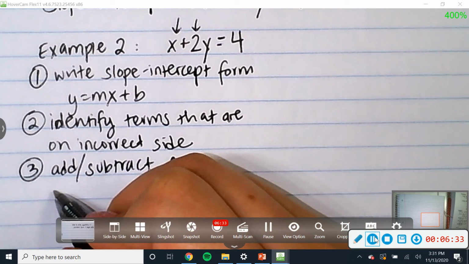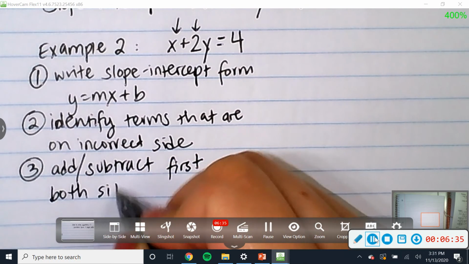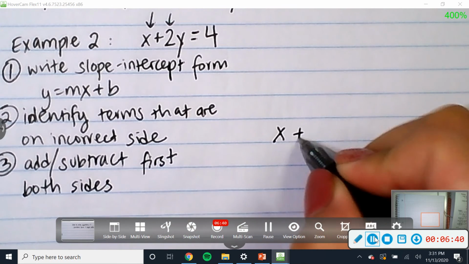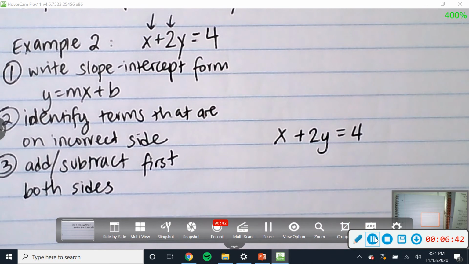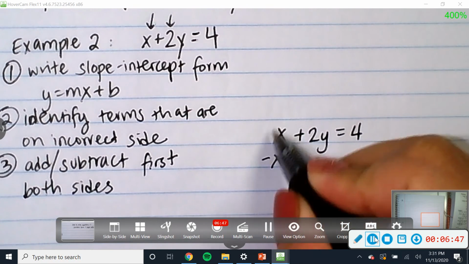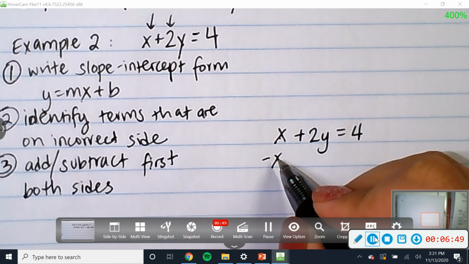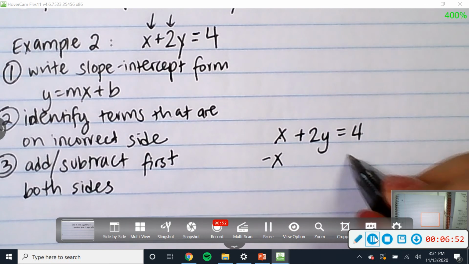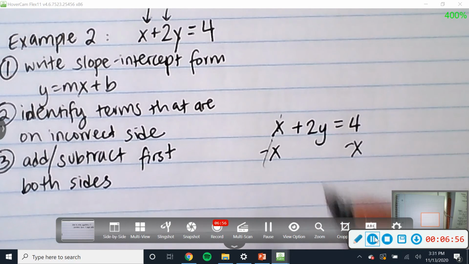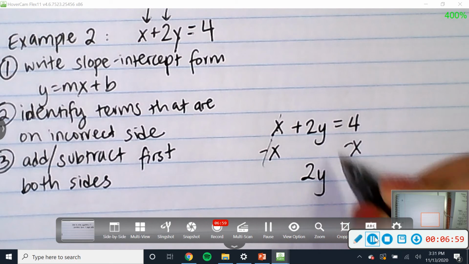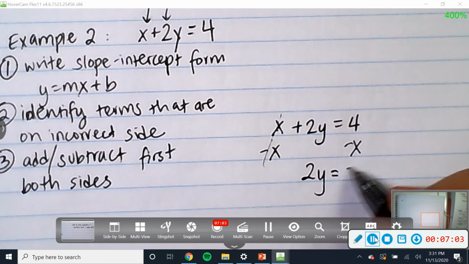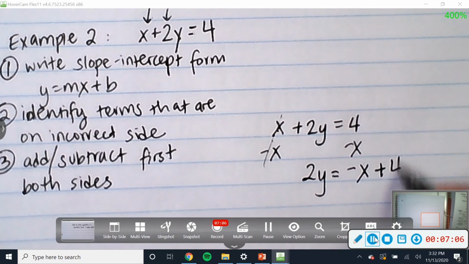We do this on both sides. So I'm going to rewrite the problem over here. X plus 2y equals 4. I'm going to start by subtracting x on both sides. Since this is a positive x, I knew that I was supposed to subtract because that is my opposite operation. So minus x to both sides. I'm going to cross out my x's because they cancel out and rewrite the problem. So I have a positive 2y on this side, and then I have a negative x and a positive 4. So negative x plus 4.